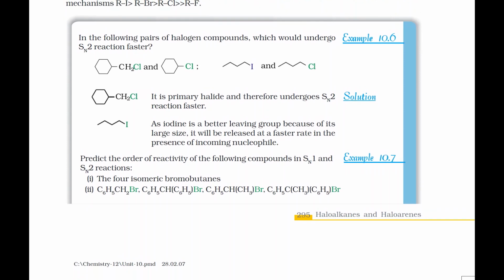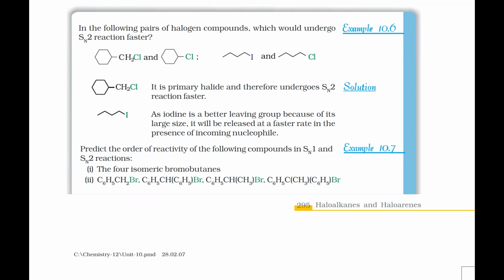So this is the way it was given, and here also one example was given. In the following pairs of halogen compounds, which would undergo SN2 reaction faster? Remember, in SN2, primary alkyl halides react more than secondary, than tertiary. So you can see this particular compound is a primary alkyl halide, because the carbon linked with the halogen has only one alkyl substituent. This is a cycloalkane, so one alkyl substituent. So it is a primary alkyl halide, and it prefers to undergo SN2 reaction faster. That is obvious.